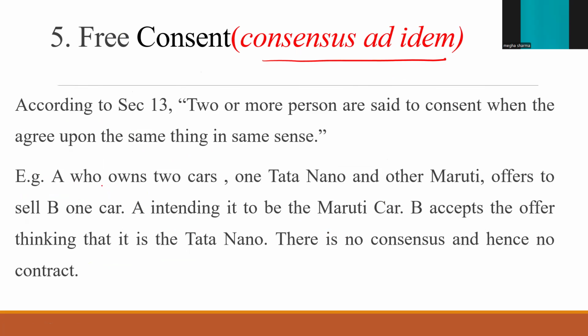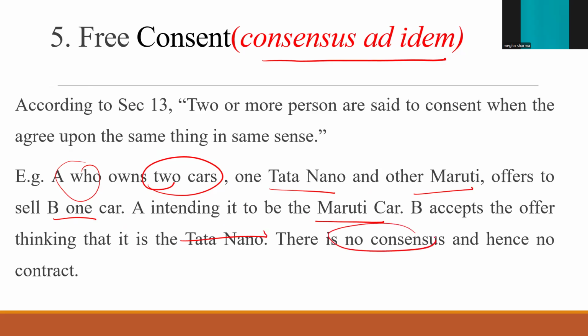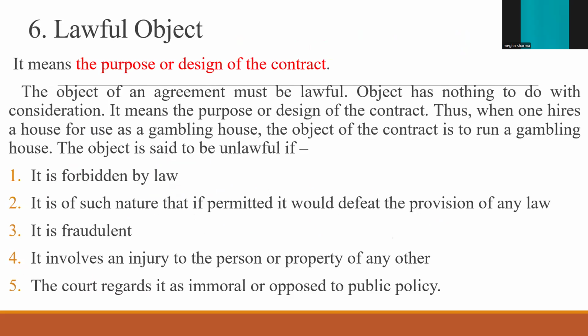For an example, if a person A owns two cars, one is a Nano and the other is a Maruti, and offers B to sell one car, A is intending it to be the Maruti car, but B accepts the offer thinking it to be the Tata Nano. Since the consensus is not clear over here, no contract arises in this case.